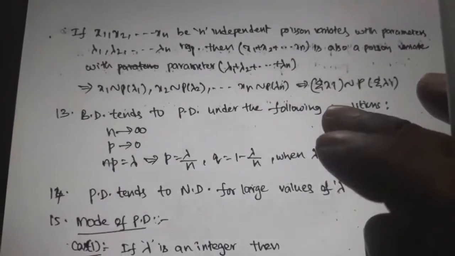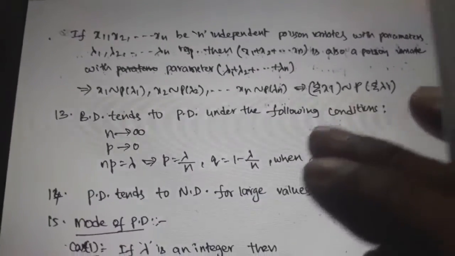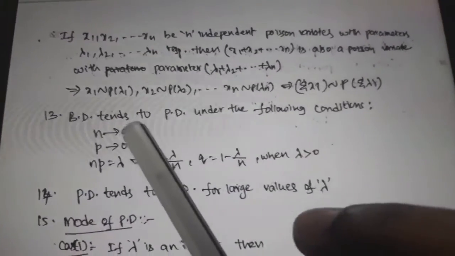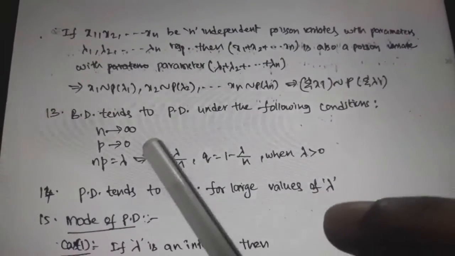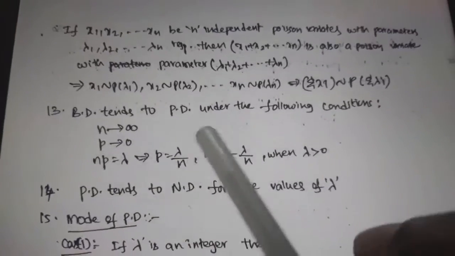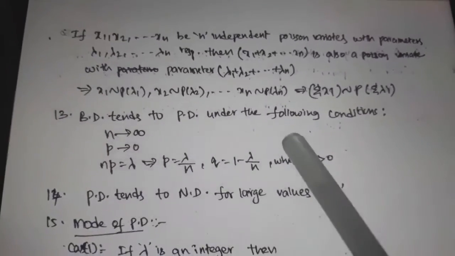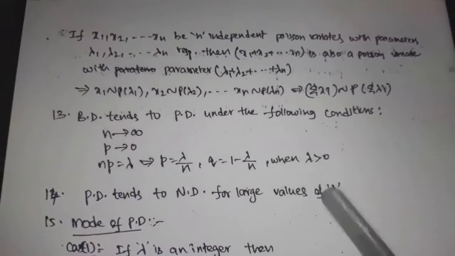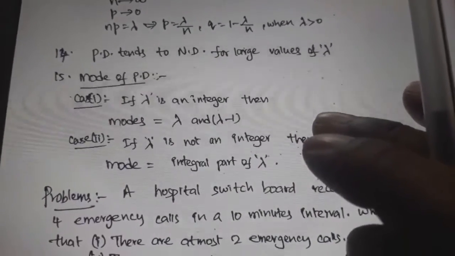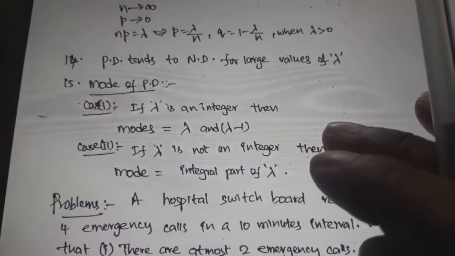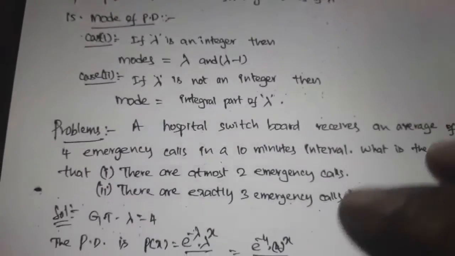Then binomial distribution tends to Poisson distribution, when, as we already discussed, n tends to infinity, meaning n is large, and p tends to 0, meaning p is very small. So np is lambda, p is lambda by n, q is 1 minus lambda by n. Poisson distribution tends to normal distribution for large values of lambda. Mode of Poisson distribution is also lambda only. When lambda is an integer, that value and the value before it are modes. If lambda is not an integer, the integral part of lambda is the mode.